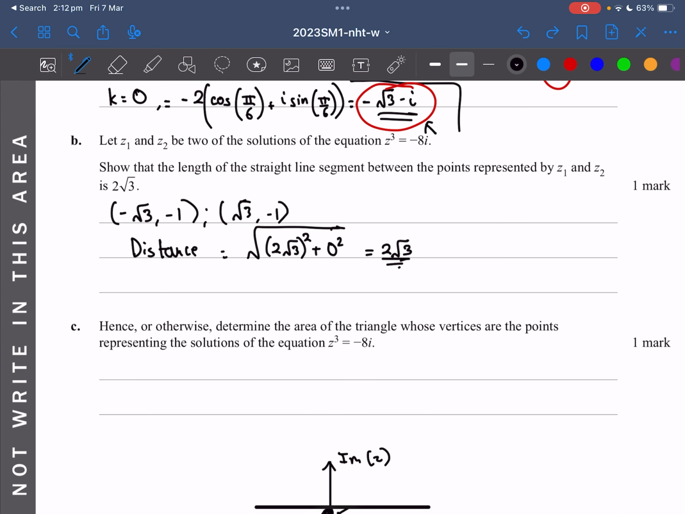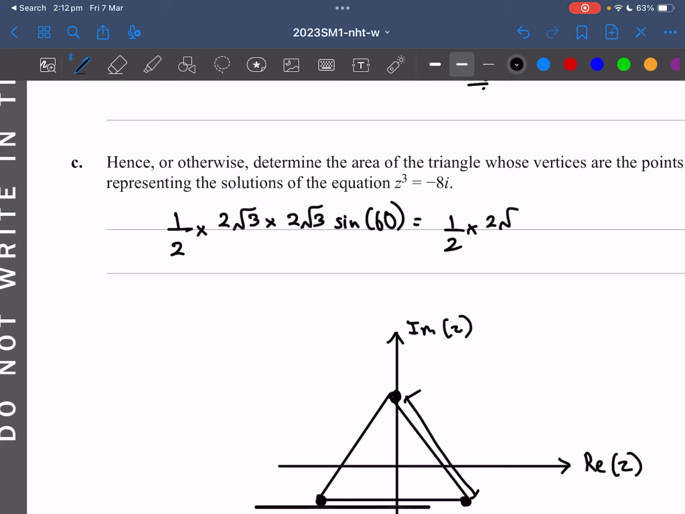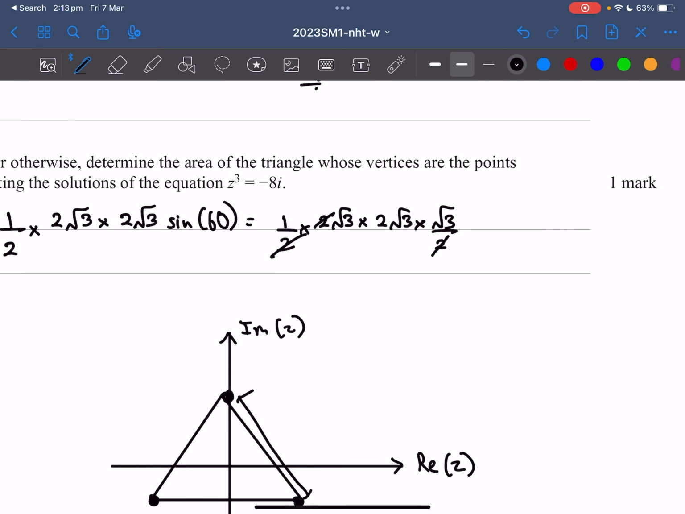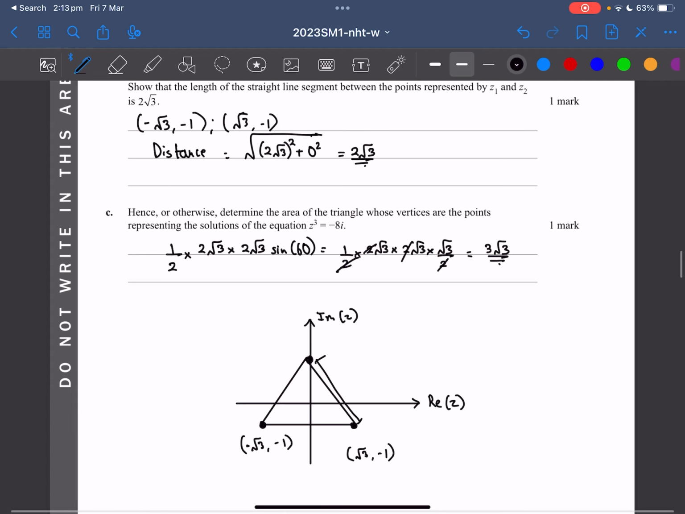All right, so hence or otherwise determine the area of the triangle whose vertices are the points representing the solutions of this. As I said already, this is going to be an equilateral triangle. So let's apply the formula: half times 2 root 3 times 2 root 3 again, and then sine of 60. So that will become 1 on 2 times 2 root 3 times 2 root 3 times sine of 60, which is root 3 on 2. This and this will cancel out, this and this will cancel out. So we will get 3 root 3.